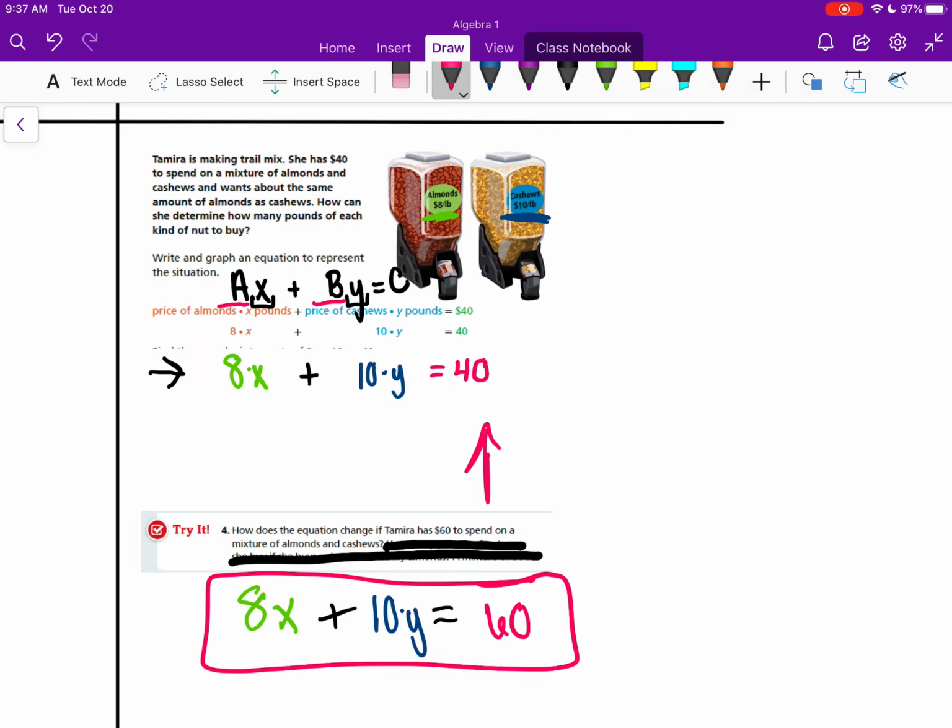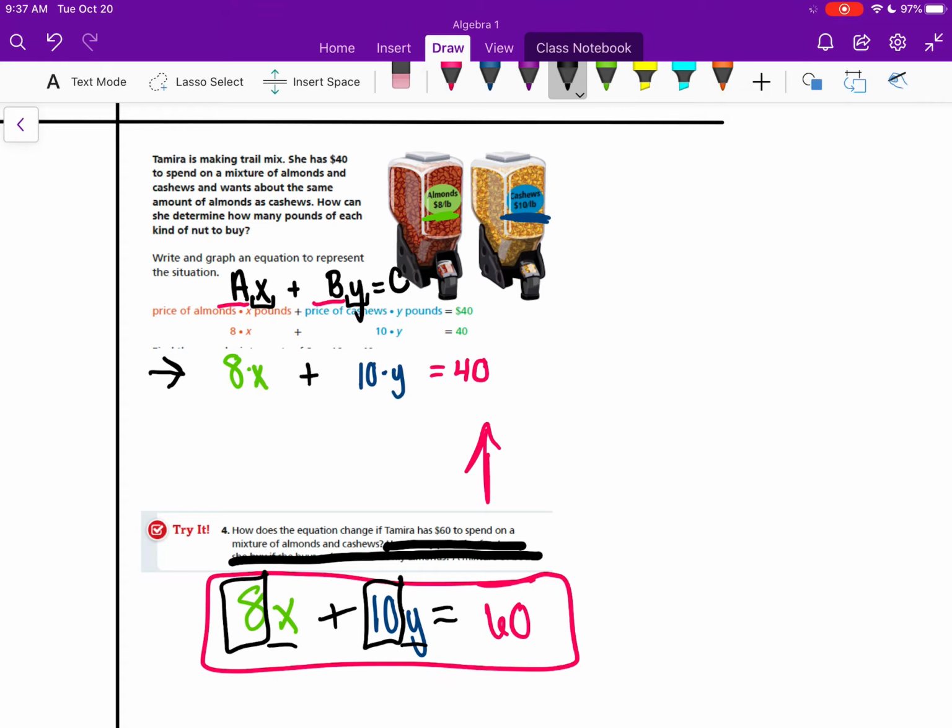When you go to do your practice, when you're thinking about these problems, just remember that the x and the y represent the pieces you don't know. Like, we did not know how many pounds of almonds and cashews we could buy, but we did know that almonds were $8 a pound and cashews were $10 a pound. And it'll tell you in some problems which variable to associate with which unknown piece of information.